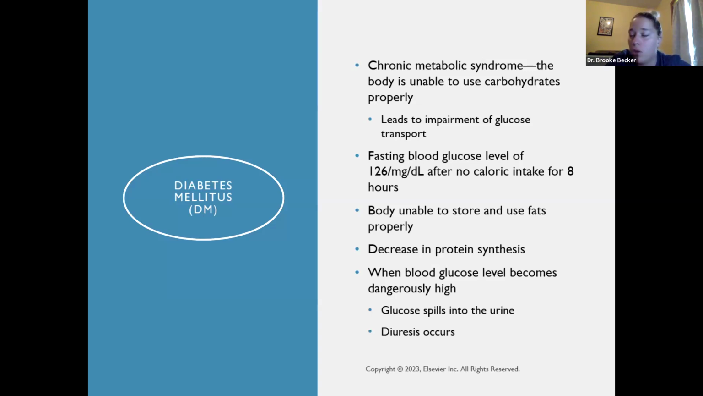When blood glucose becomes dangerously high, then they get into DKA, where they're spilling glucose into their urine and they're diuresing. So they're urinating all the time. The other thing with DKA that you can see is foul smelling breath. Fruity, foul smelling breath. Okay.